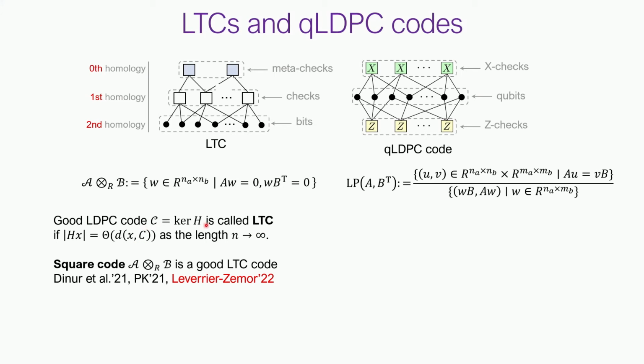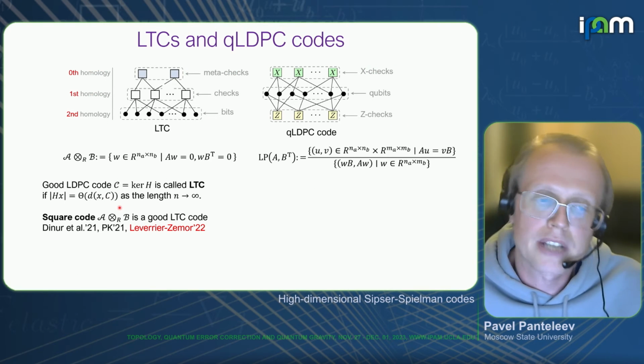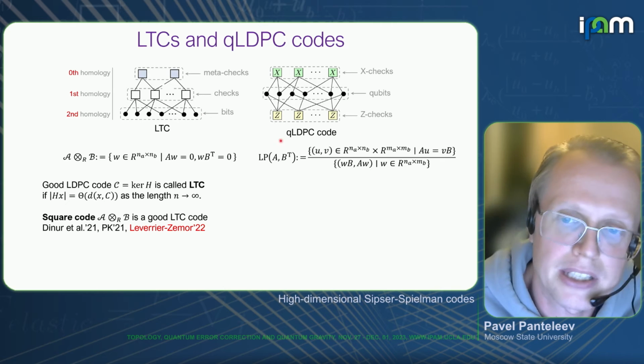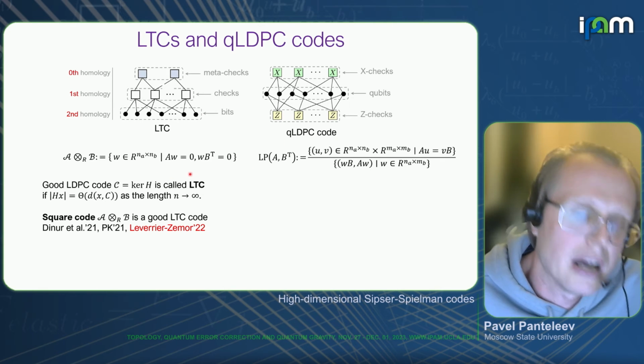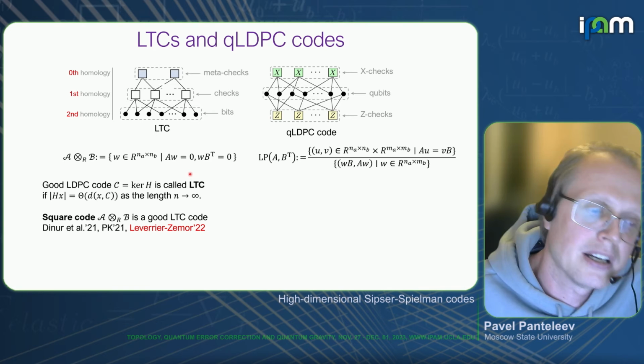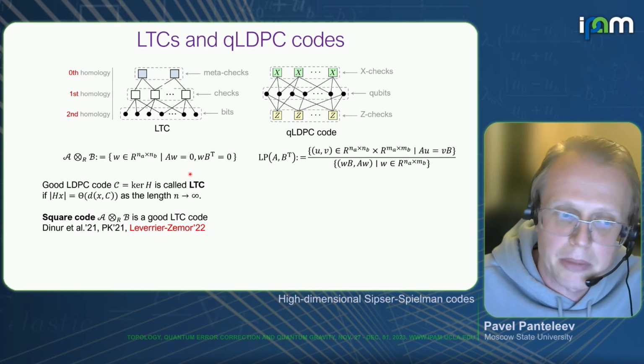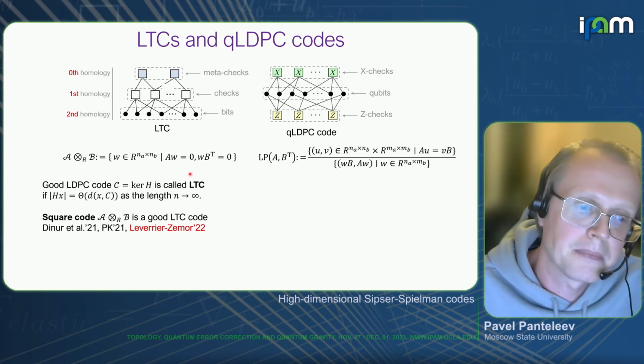And a good code is called a locally testable code if its syndrome grows with the distance. If you have a vector x and you calculate the syndrome, then the weight of the syndrome grows with the distance from this vector x to the code C. Not every good code has this property, but the codes that are constructed using this idea have this property. And this idea was also independently proposed by Dinur et al. at the same time.